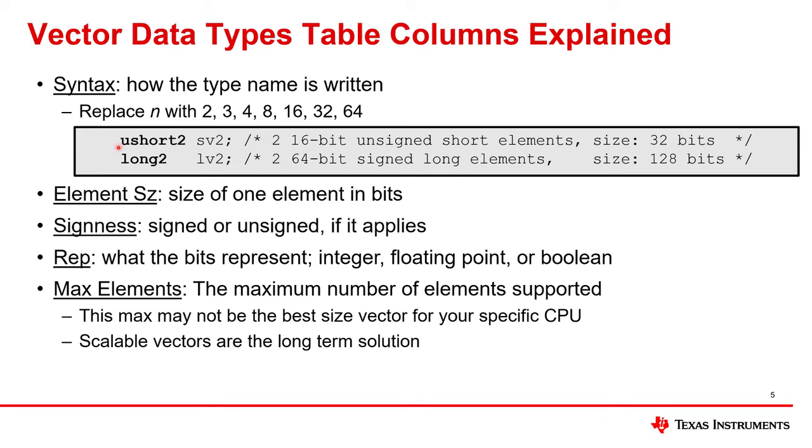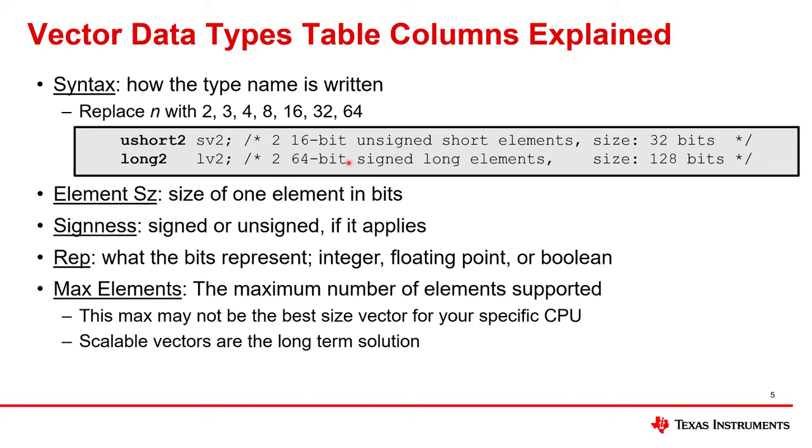Let's take a look at a specific example. This one's ushort2. That's the name of the type. SV2 is the name of the variable. So this is two 16-bit unsigned short elements. The total size is 32 bits. Let's consider the second example. It's a long. There are two of these in this vector. That's the name of the variable.